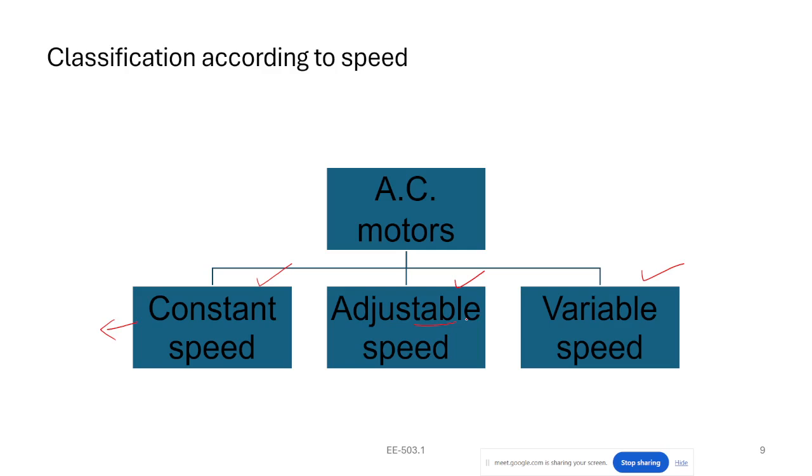Adjustable speed means, the best example is, by controlling the speed, the motor runs accordingly. Variable speed has a limitation, so this motor will run from this speed to this speed, like a tolerance value.